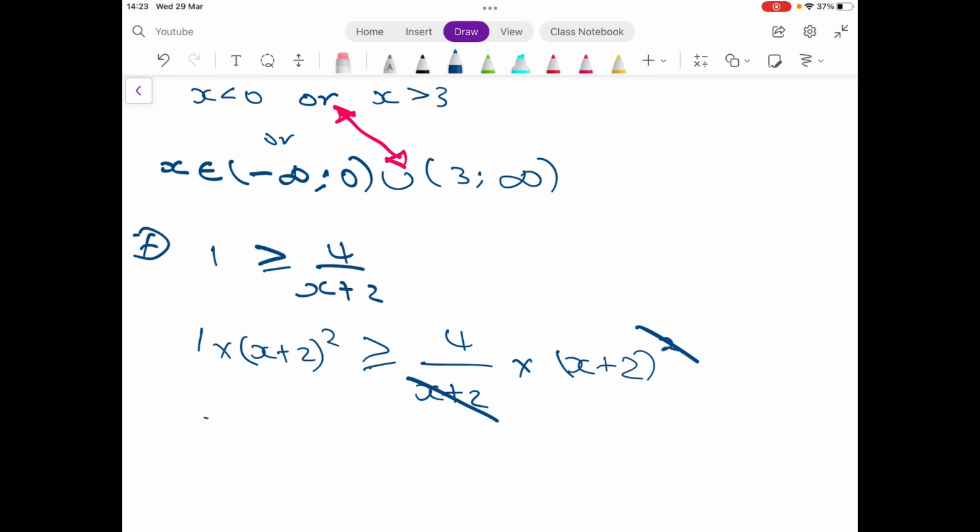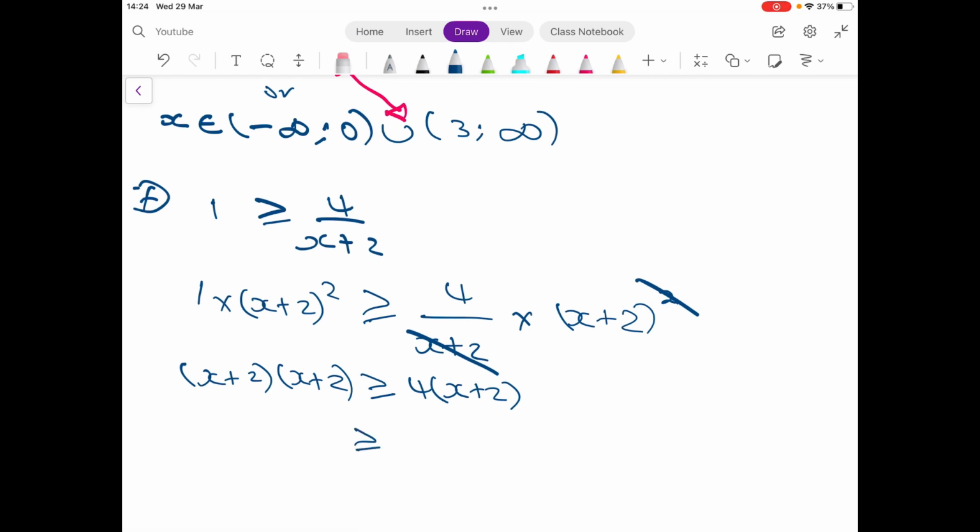And then on the left hand side, we are left with x plus 2 times x plus 2 being greater or equals to 4 times x plus 2. Okay, 4 times x plus 2, 4x plus 8. This is x squared plus 2x plus 2x. This is 4x plus 4.